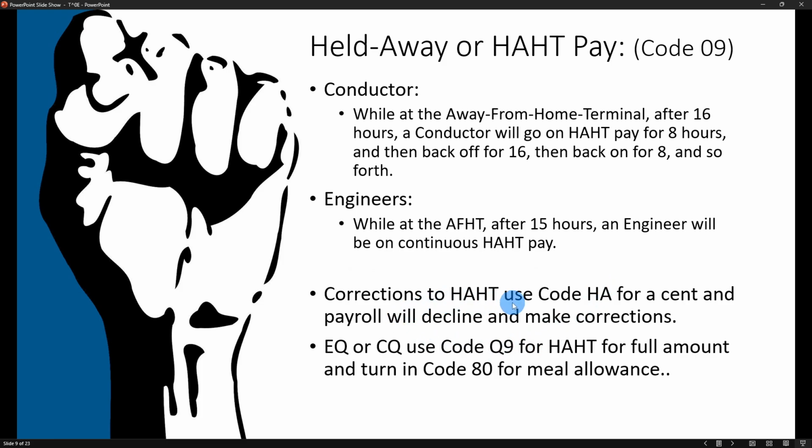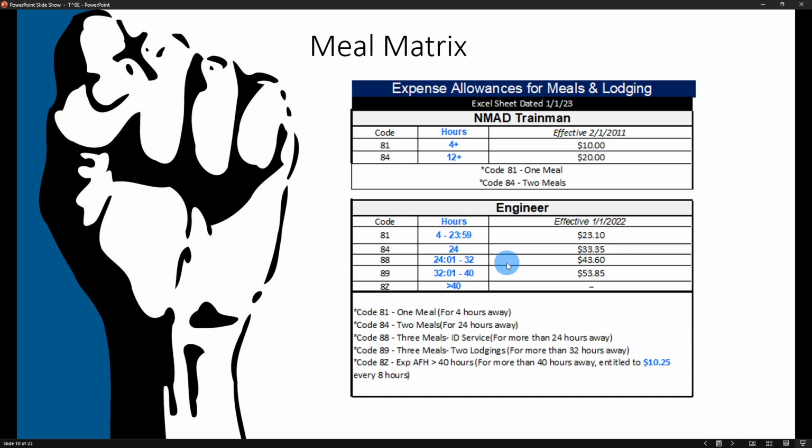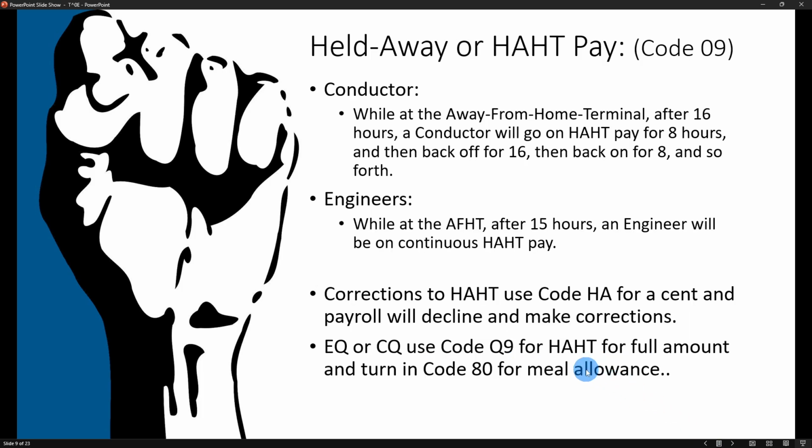Corrections to halt payments, you can use code HA for assent, and payroll will decline it and make corrections. If you're EQ or CQ, use code Q9 for halt for the full amount, and turn in your code 80s for meal allowance. When you're an engineer qualifier or conductor qualifier, meals are not automatic. Conductor trainees, engineer trainees, the meals are not automatic. Make sure you turn in your code 80 for that using the meal matrix here. And for assignments at EQ, CQs, make sure you use Q9.